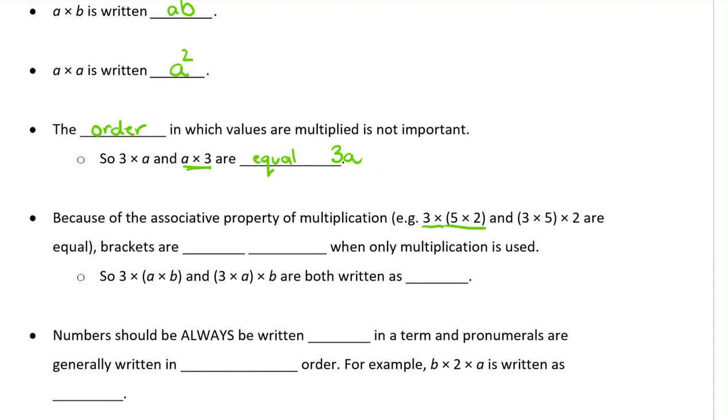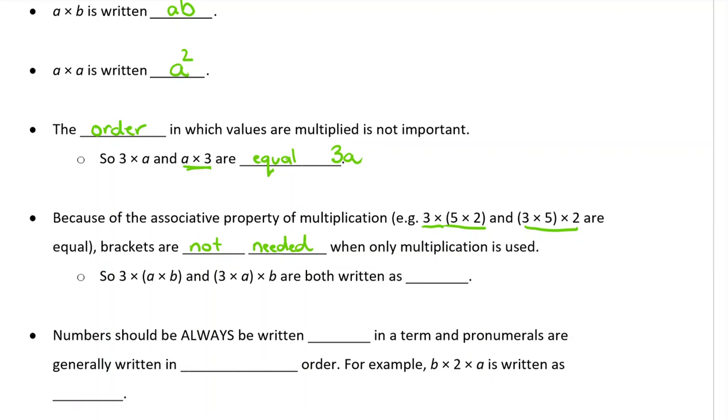3 times (5 times 2) is the same as 3 times 5 times 2. Even though you're putting brackets in a different spot, because they are all multiplied, they aren't really needed. So it says here the brackets are not needed and they don't make a difference to what that is equal to. This is only when multiplication is used.